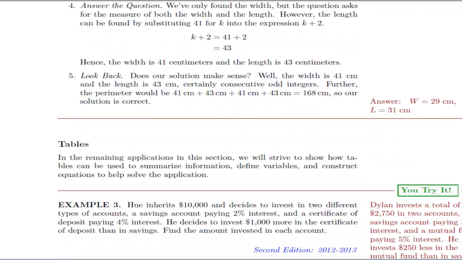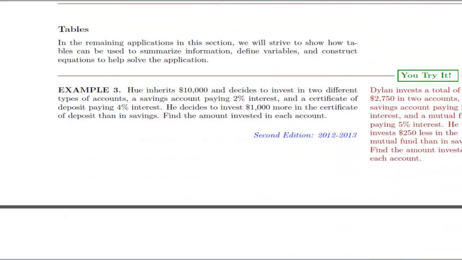5. Look back. Does our solution make sense? Well, the width is 41 centimeters and the length is 43 centimeters. Certainly consecutive odd integers. Further, the perimeter would be 41 centimeters plus 43 centimeters plus 41 centimeters plus 43 centimeters equals 168 centimeters. So our solution is correct. Tables. In the remaining applications in this section, we will strive to show how tables can be used to summarize information, define variables, and construct equations to help solve the application.